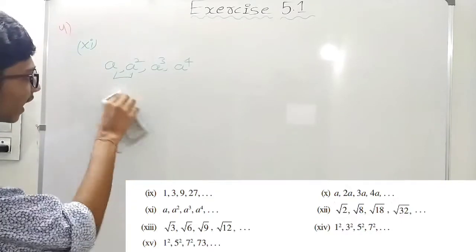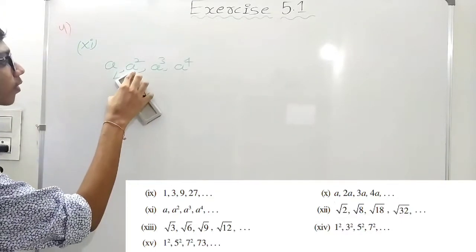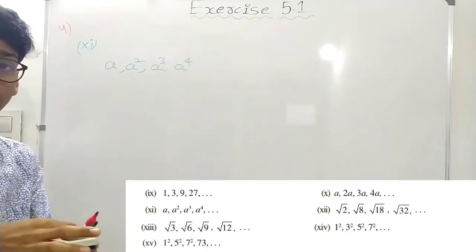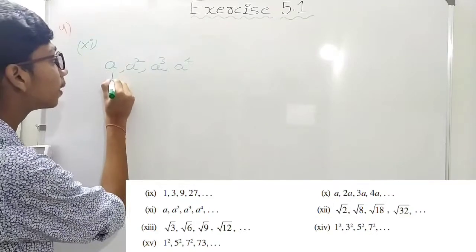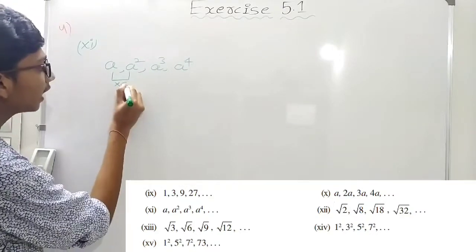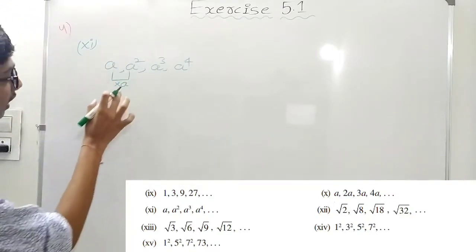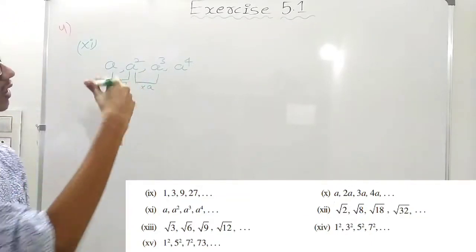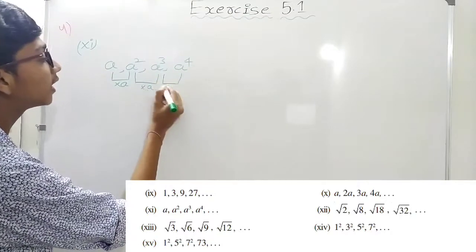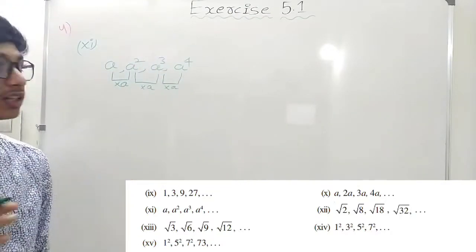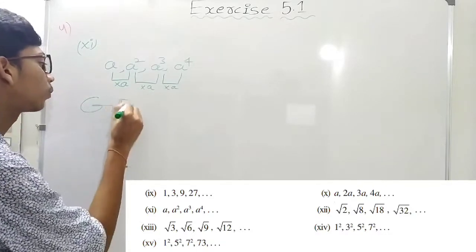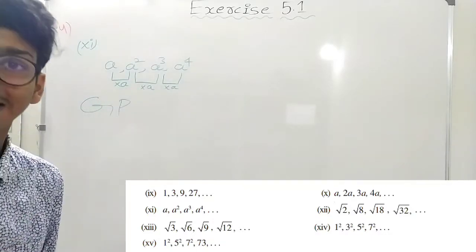Here the A is multiplying. The common difference should be equal, but here the A is multiplying. If we multiply A by A, we get A square. If you multiply A to the A square, we will get A cube. If you multiply A with the A cube, we are getting A power 4. Actually, this is in the geometric progression, which is in class 11th.